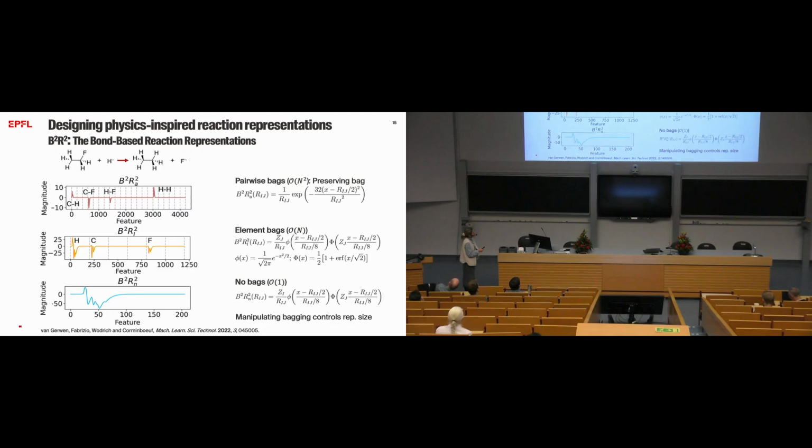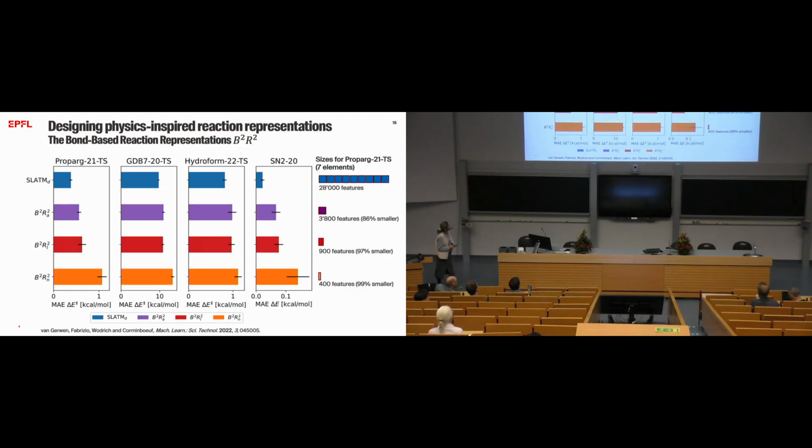One uses pairwise bags that scale as N squared. We also tried a version that uses bags based on element to reduce the number of features, and we also tried to drop this bag approach to have even fewer features. And here you see the result.